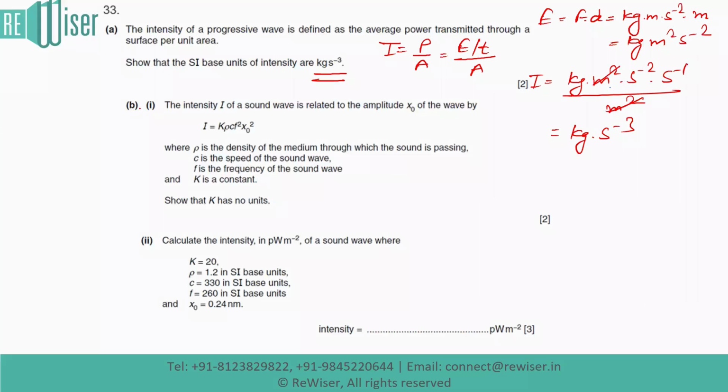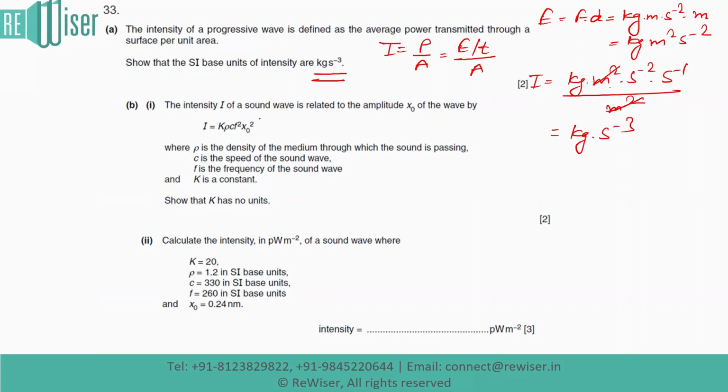In the second part B, first: the intensity I of a sound wave is related to the amplitude x naught of the wave by I equal to k rho c f square x naught whole square, where rho is the density of the medium through which the sound is passing. C is the speed of the sound wave, so basically units of speed. f is the frequency of the sound wave. k is a constant. Show that k has no units.